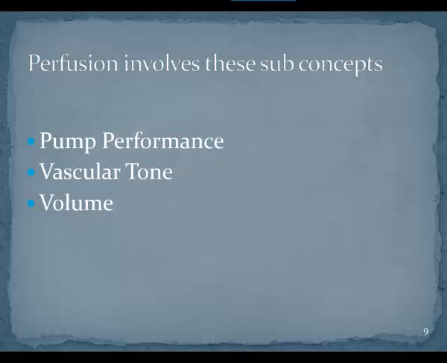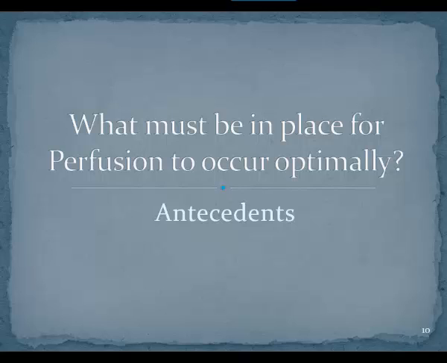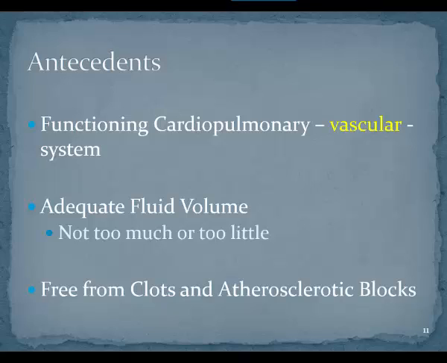The subconcepts of perfusion include pump performance, vascular tone, and volume of blood. So we'll be looking at each of these as we go on. So think about what needs to be in place for perfusion to occur optimally. And these are your antecedents that are listed as a functioning cardiopulmonary and vascular system, adequate fluid volume, and no clots or sclerotic blockages. These are the areas that we will need to strengthen with our nursing interventions.